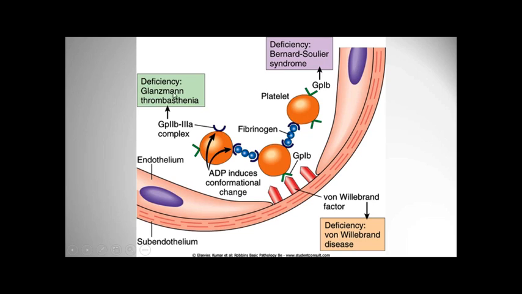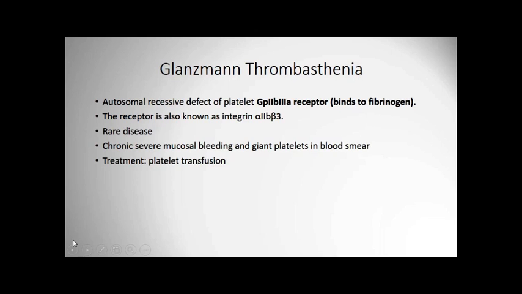Okay, then we are going to study Glanzmann thrombasthenia, in which there is a problem with this GP2B3A. That is the one that helps one platelet to bind to another. Platelet aggregation. Glanzmann thrombasthenia, autosomal recessive. Okay, the problem with the GP2B3A, the one that binds to fibrinogen. Another name, you don't care about this. Also a rare disease, produces mucosal bleeding and also giant platelets in the blood smear. Okay, we can treat this as well with platelet transfusion.